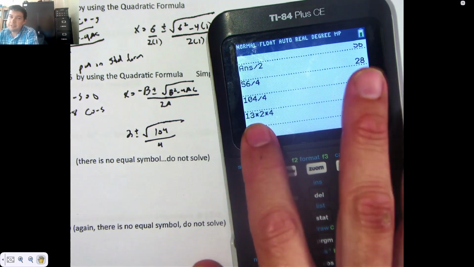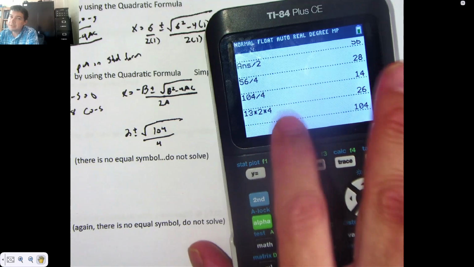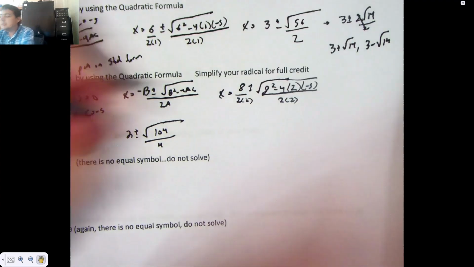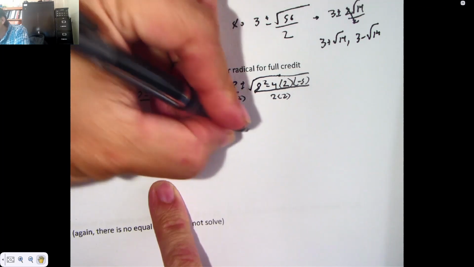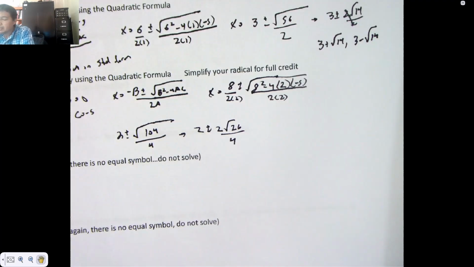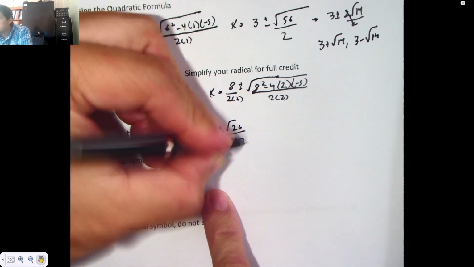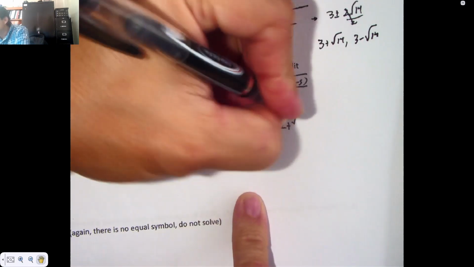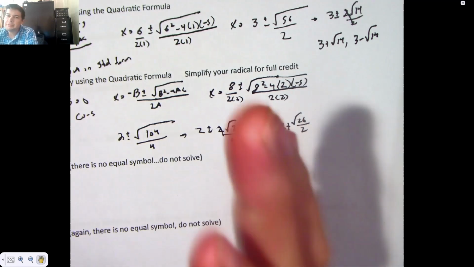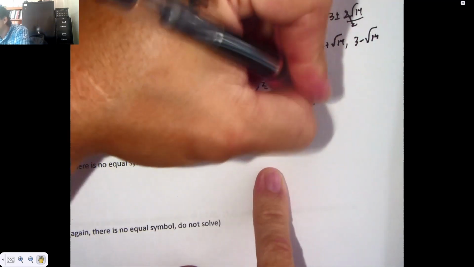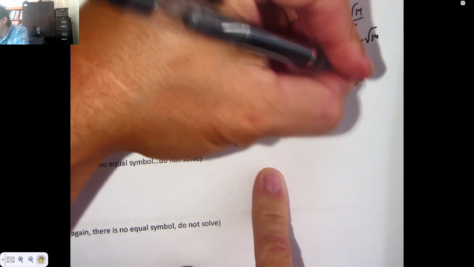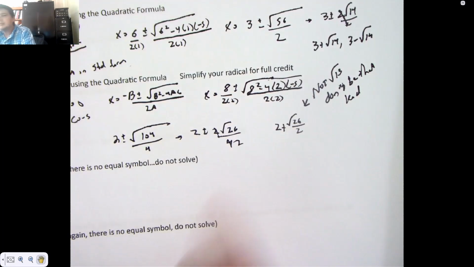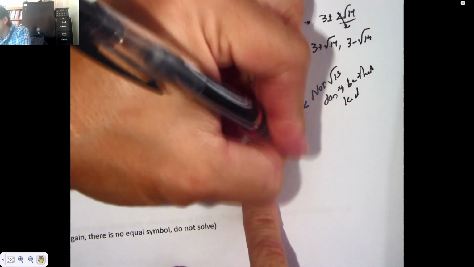Can't take the square root of 13, cannot take the square root of 2, but I can take the square root of 4. So it's going to reduce down to 2 root 26. And again, it's still over 4. And then I can do the reduction here, 2. So 2 plus root 26 over 2. And notice that's not root 13. This is not root 13. Don't be that kid. The other one is 2 minus root 26 over 2.